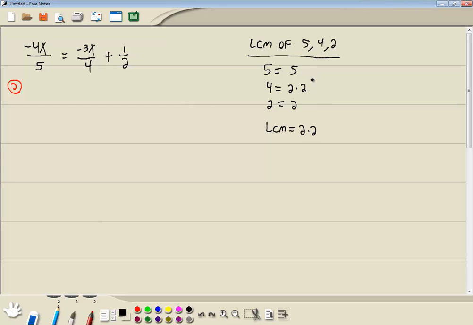Then I go to the 5. There's 1 here, none here, none here. So the greatest number of 5's on a single line is 1. So we got 2 times 2 is 4 times 5 is 20. So that would be our LCM of those numbers. So we're going to multiply the negative 4x over 5 by 20. We'll multiply the negative 3x over 4 by 20. And we'll multiply the 1/2 by 20.